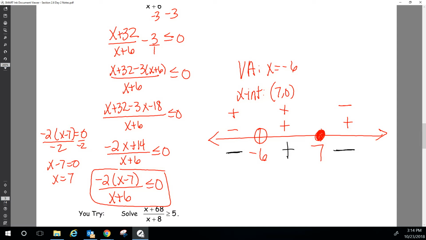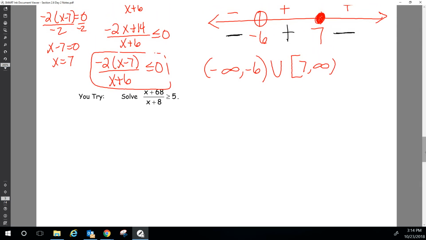All right, so we're asking, when is this guy less than or equal to 0? So these are my two negative intervals. So from negative infinity to negative 6, not including the negative 6 because we have an asymptote. And then from 7 to infinity, including the 7, because that is an x-intercept. In other words, at that point, the y is equal to 0.